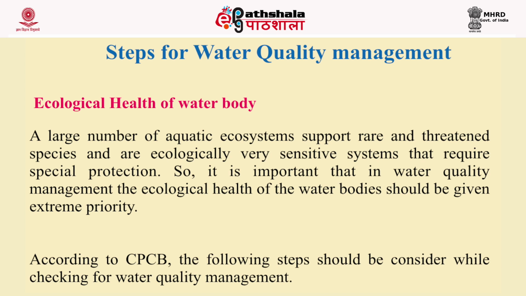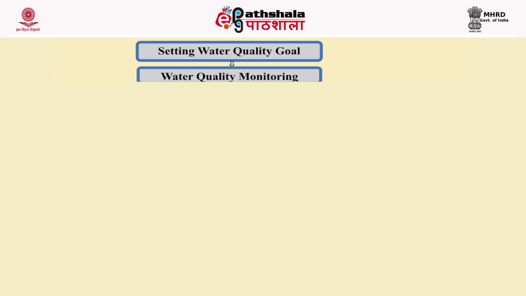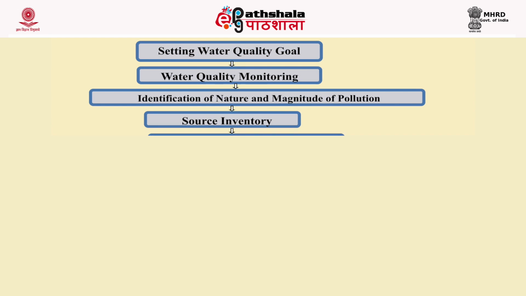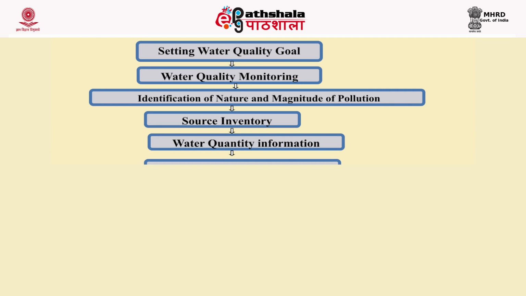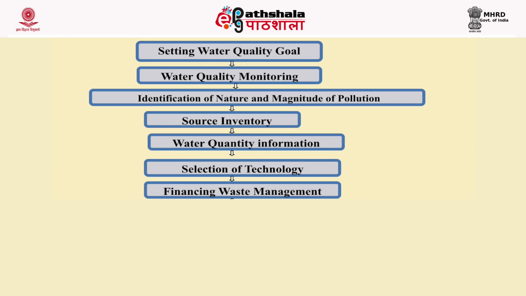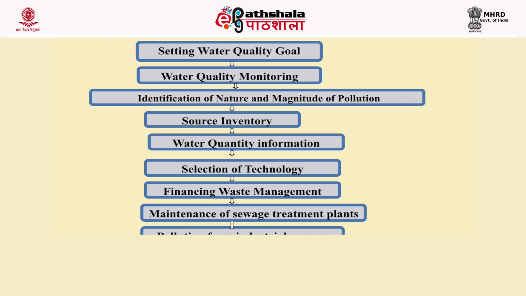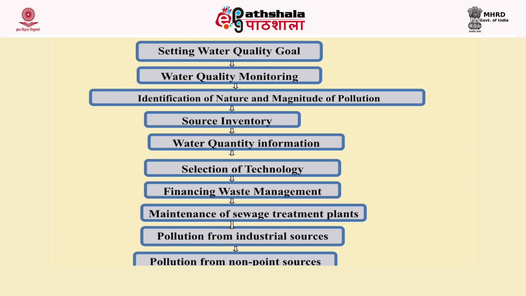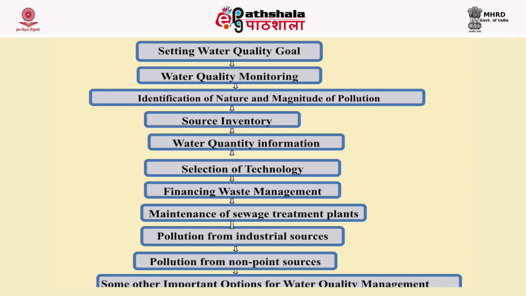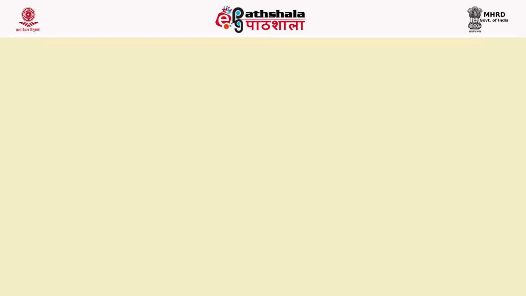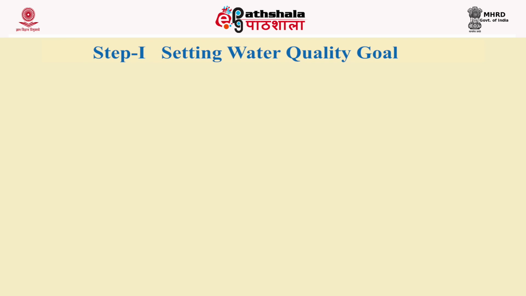Now, the different steps for water quality management are setting water quality goal, water quality monitoring, identification of nature and magnitude of pollution, source inventory, water quantity information, selection of technology, financing, waste management, maintenance of sewage treatment plants, pollution from industrial sources, pollution from non-point sources, and finally some other important options for water quality management. Now let's learn these steps one by one.